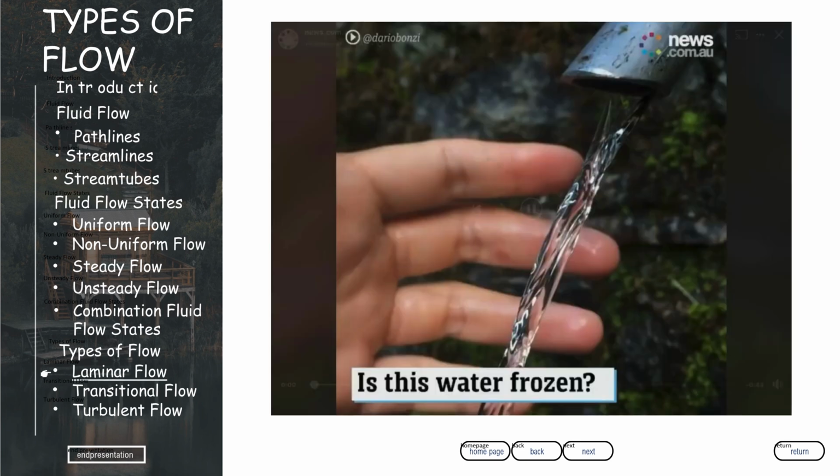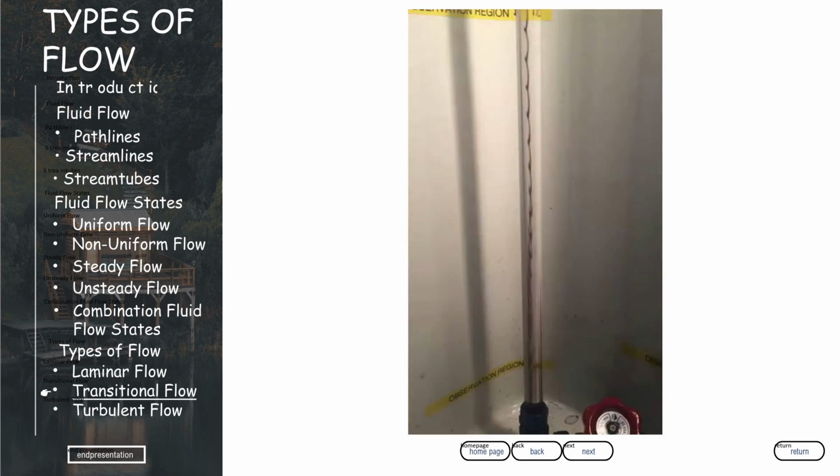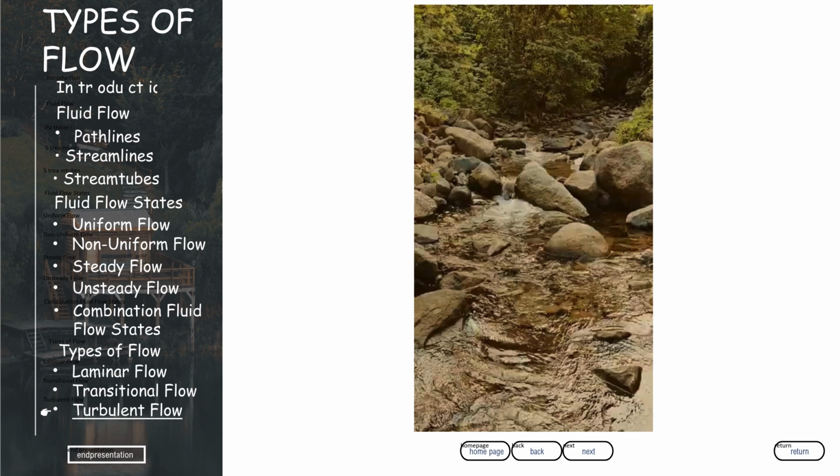The flow of fluid in laminar flow looks like frozen water due to its same velocity. You can observe in this figure that the transitional flow has a combination of laminar and turbulent flow. The turbulent flow is mostly observed in flow near a river.